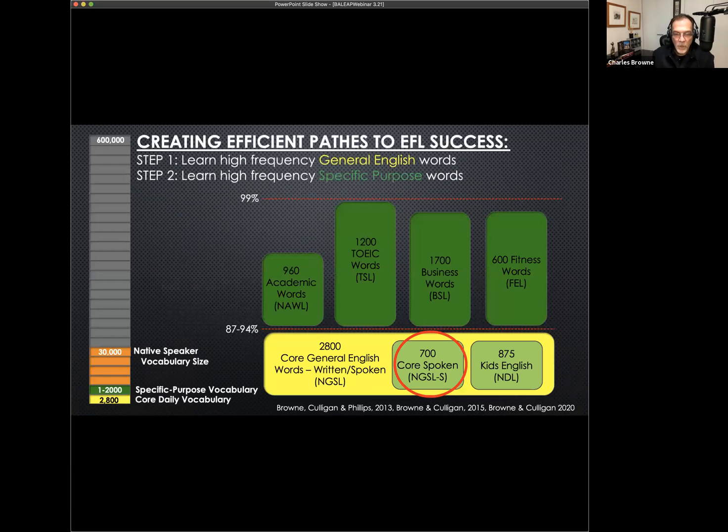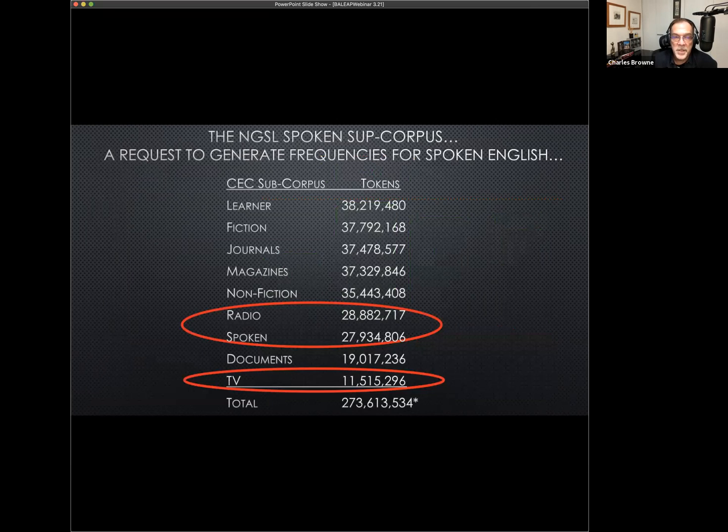Now, another list that we developed is called the NGSLS, and the NGSLS is a list of high frequency spoken English words. It's only 700 words, and it's a subset of the NGSL. And this list, actually, we were asked to make by a university in Japan that liked the new general service list. This is back in 2014 or so. And they said, yeah, Dr. Browne, this is a great list, the NGSL, but our program is focusing on spoken English.